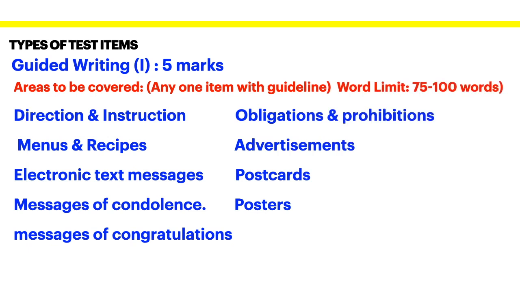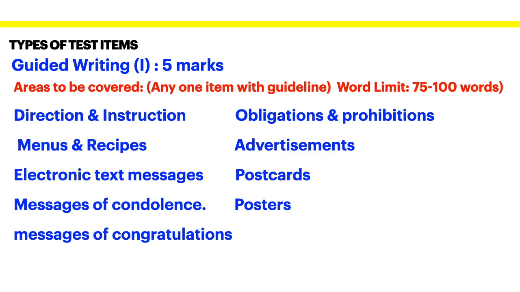Guided writing part 1, which carries 5 marks. So the following areas are there, from where only one question type will be asked. So you have to answer these questions within 75 to 100 words. Okay, the areas which are covered over here are direction and instruction, menus and recipes, electronic text messages, message of condolence, message of congratulations, obligations and prohibition, advertisements, postcards and posters.